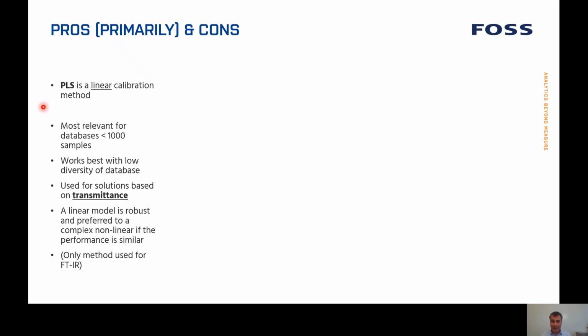But PLS, it's a linear method. It's very relevant for smaller databases, less than 1,000 samples. It works fine with 50, 100, 200 samples. It works fine if there's a low diversity of the database. And we recommend it for solutions based on transmittance, where you analyze a large part of the sample in the process. They are linear, and a linear model is preferred to a complex nonlinear model if performance is approximately the same.